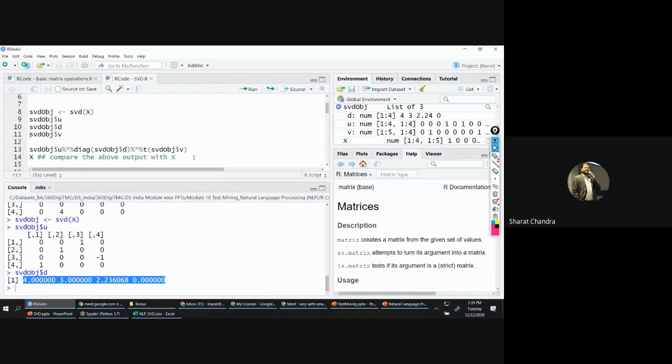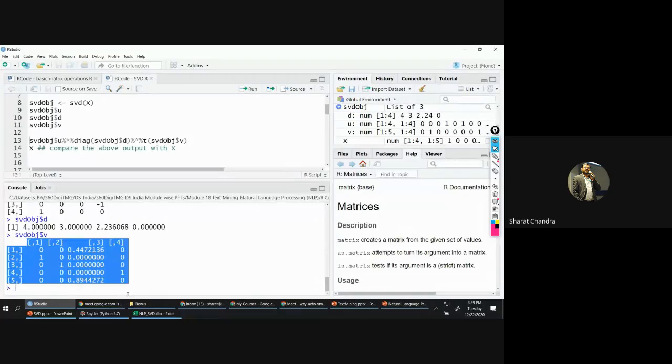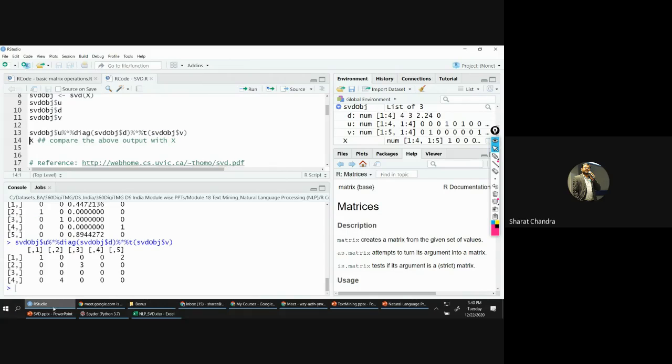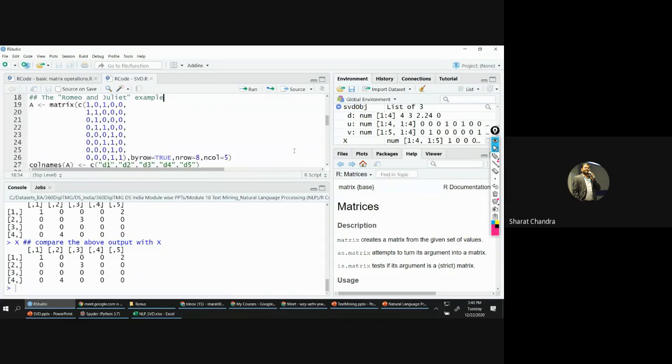And we have V, and we take V transpose on this particular matrix to get the X back. So you can see here, if I apply U multiplied by the diagonal matrix of D and then the transpose of V, I should get X. This is the product, and if I compare with X, which I defined, you can see both are exactly the same, right?